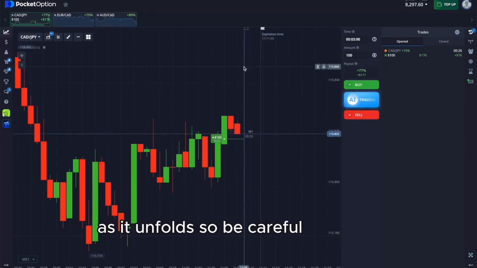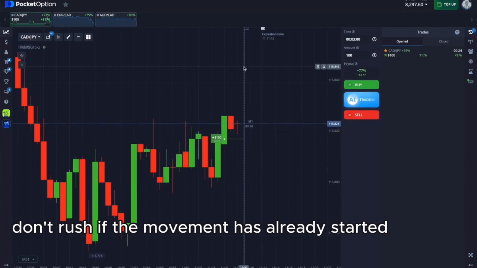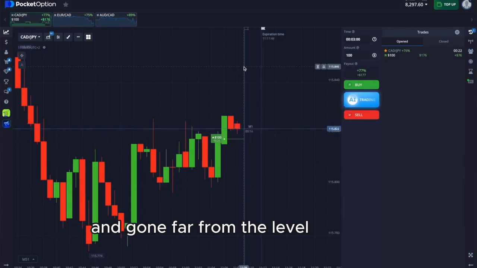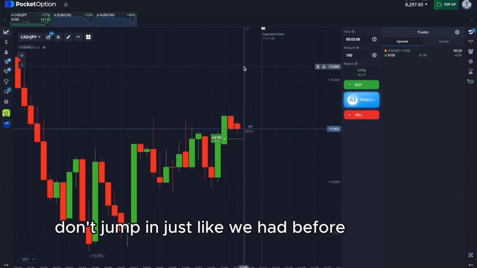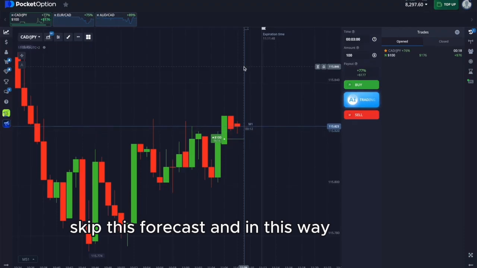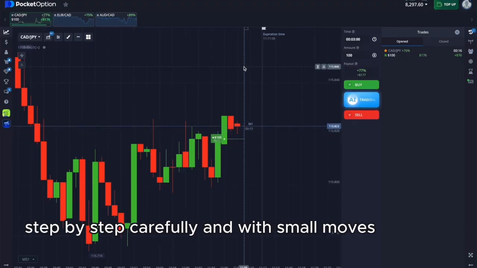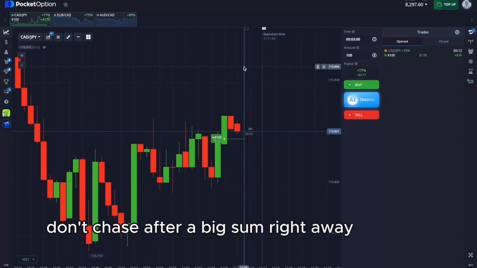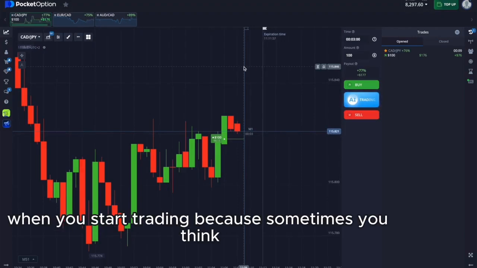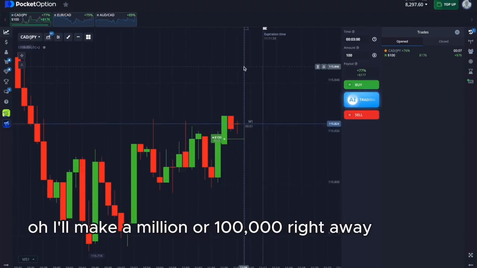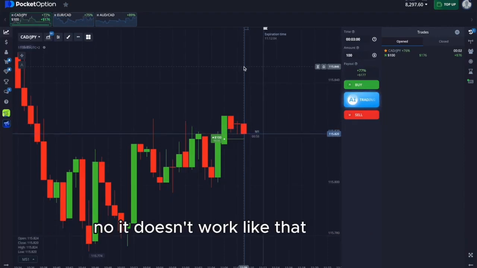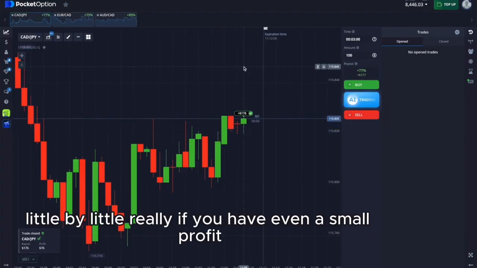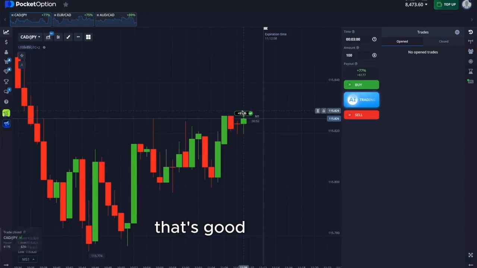So be careful, don't rush. If the movement has already started and gone far from the level, don't jump in. Just like we had before, skip this forecast. And in this way, step by step, carefully and with small moves, you'll reach your big goal. Don't chase after a big sum right away when you start trading, because sometimes you think, oh, I'll make $1 million or 100,000 right away. No, it doesn't work like that. Little by little, really. If you have even a small profit, that's good.